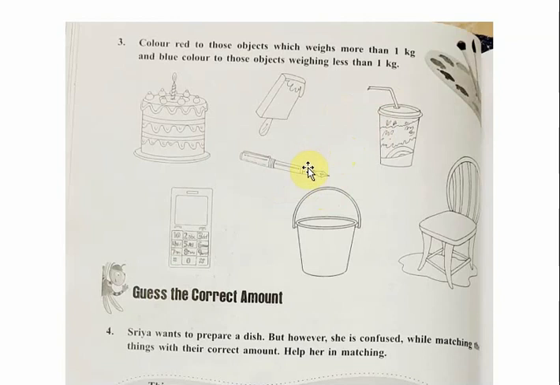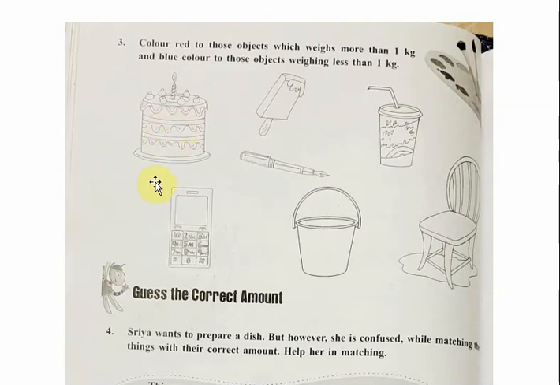What you have to do is color the objects which are more than 1 kilogram. Which color do you have to give? You have to give red color to those objects. And the things which are less than 1 kilogram, you have to give blue color. First one, you can see a cake here.